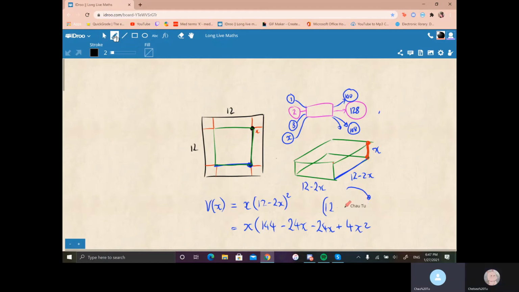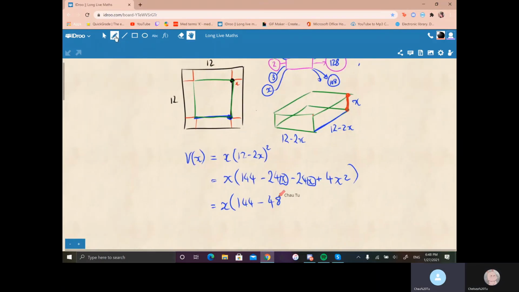Okay. And now what? See the middle two terms? You can merge them together. What would that give us? 144, take away 48. Negative 48x. What am I doing? Negative 48x plus 4x squared. And then what? Put the 4x squared to the top so it makes it neater. Nicer. What do you mean? So it looks like 4x squared minus 48x plus 144.